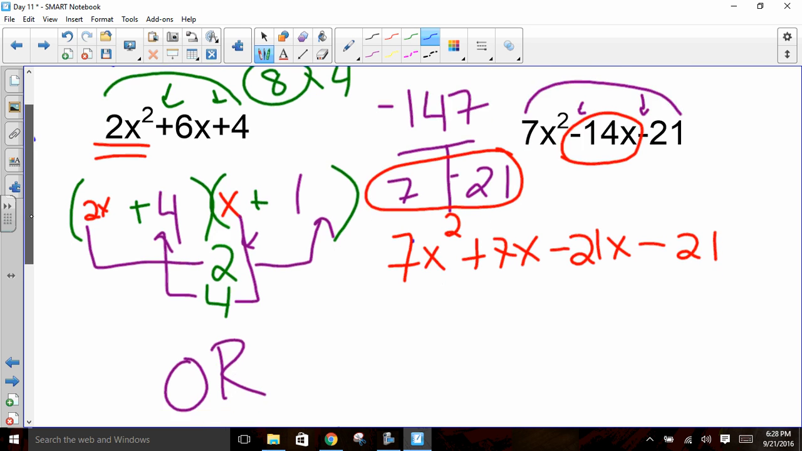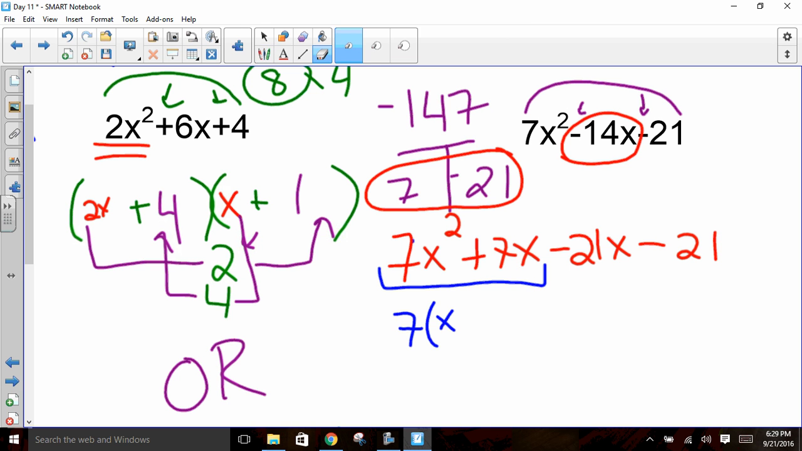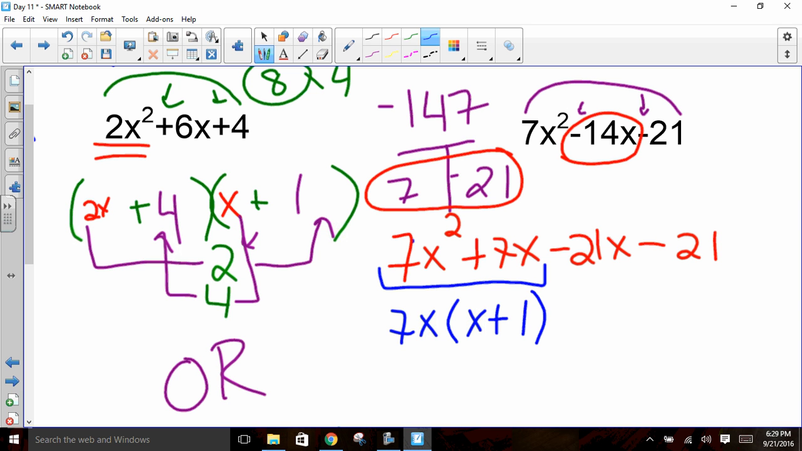Now I'm going to do what's called factoring by grouping. I'm going to take a look at the first two terms and see what can I factor out of those. Well, I can take out a 7, and I can take out an x. So what am I left with when I divide that out? Well, when I take 7 out of 7, I'm left with 1. When I take x out of x squared, I'm left with just plain x. And dividing 7x out of 7x, I'm left with just plus 1.